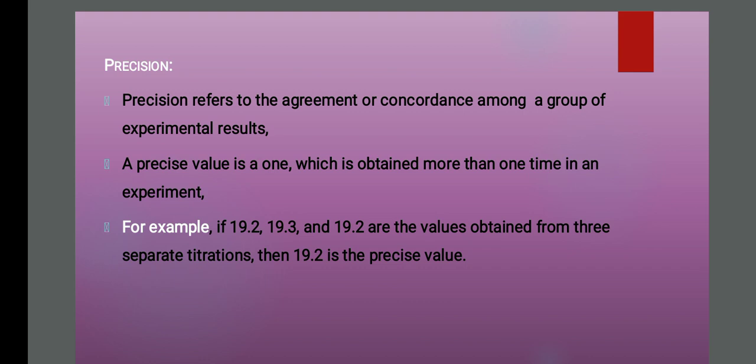This is a very accurate definition. I'll repeat: the value obtained more than one time in an experiment is called the precise value, and the property is called precision. You are able to follow the example. 19.2, 19.3 and 19.2 are the three different values obtained in three different titrations, and what we take as the precise value is 19.2, or in other words, the precision.